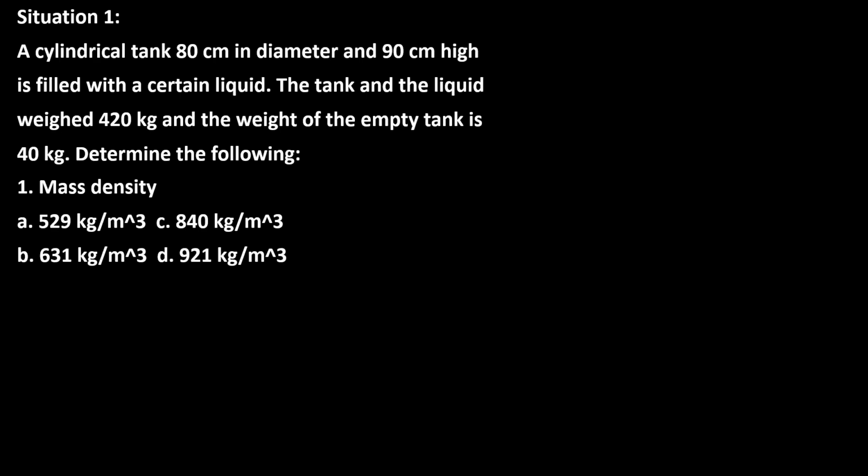For our first unknown to solve, we need to calculate for the mass density, and here are the choices. A. 529 kilogram per cubic meter. B. 631. C. 840. D. 921 kilogram per cubic meters.